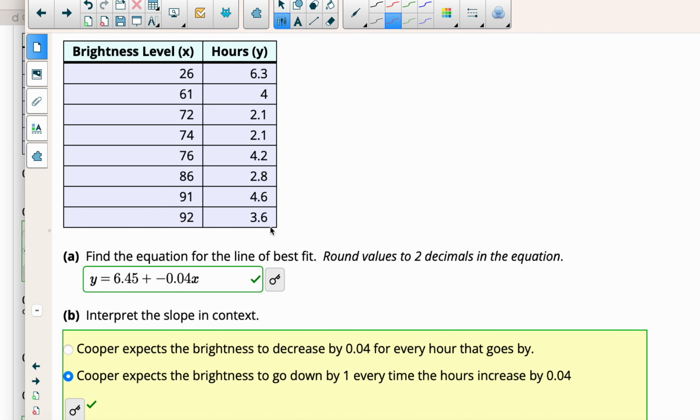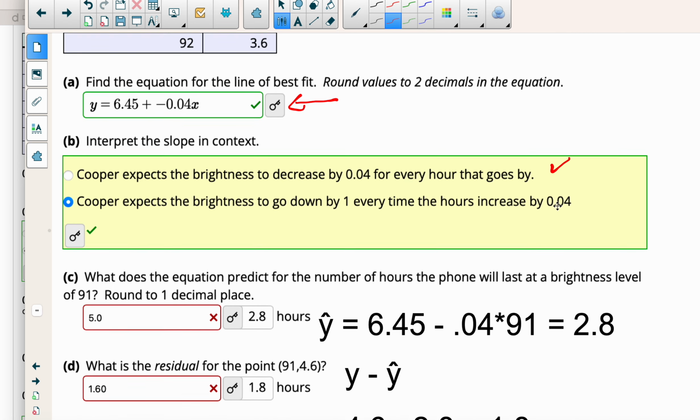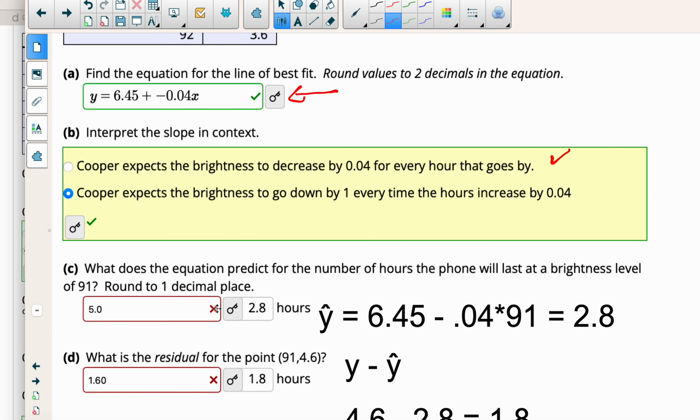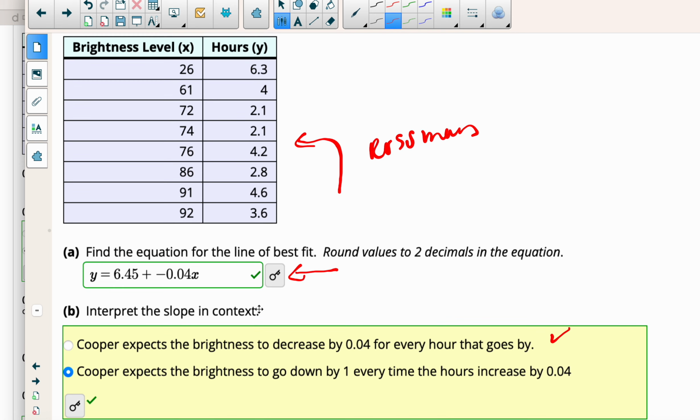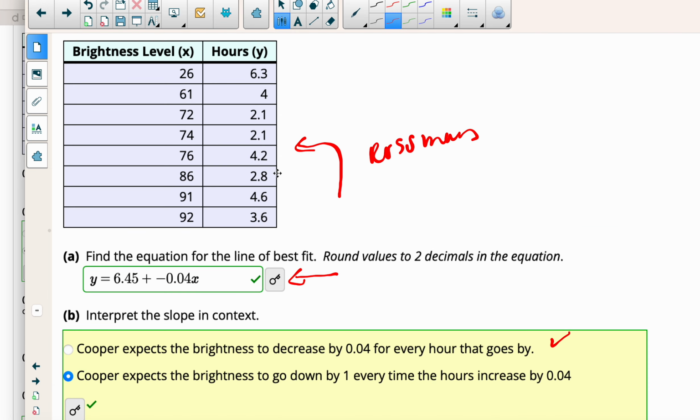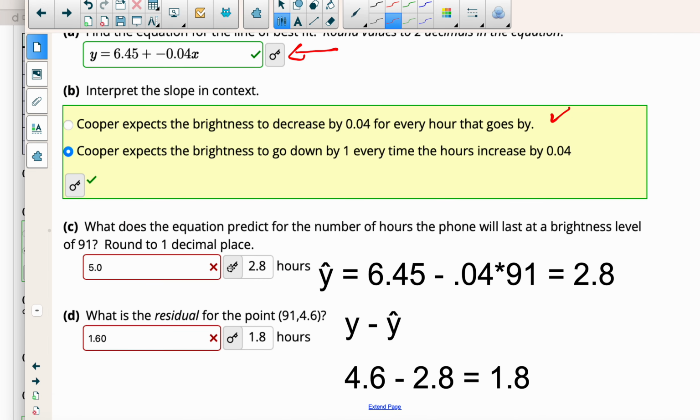And let's look at this last one here. So you've got the correct line of best fit. So you put all that into Rossman Chance. All good there. You got the slope correct. Here, again, let's see, what did you do here? 91. Yeah, I'm not sure what you did here, actually.